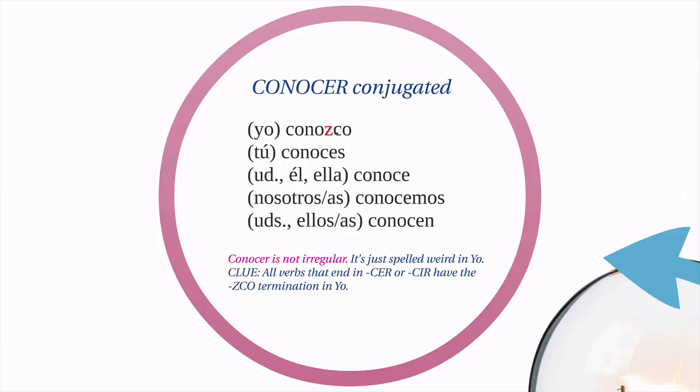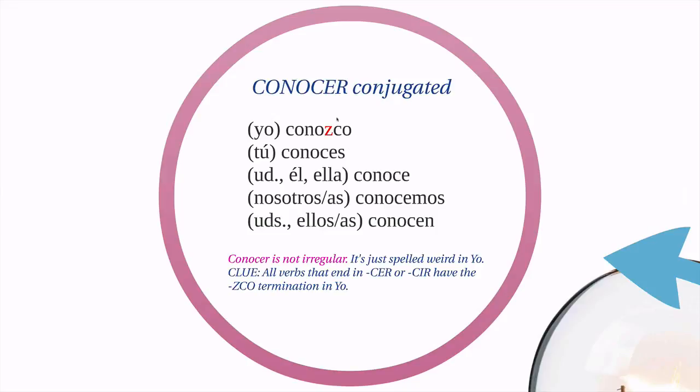Now let's take a look at conocer, conjugated. And here you see there's a little strangeness in yo, and I avoid calling it an irregularity because this is not an irregular verb. Remember in class I said irregular verbs are verbs that are strange in the present, in the past, and very often also in the future. Conocer is regular everywhere except in the present of yo. This is actually called an orthographic changing verb, which simply means that it has a little spelling irregularity.